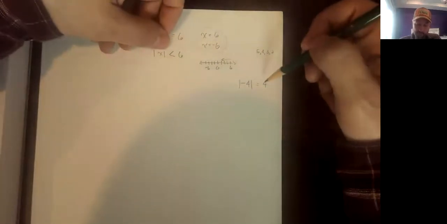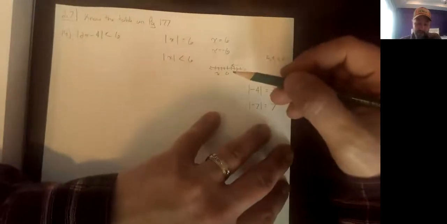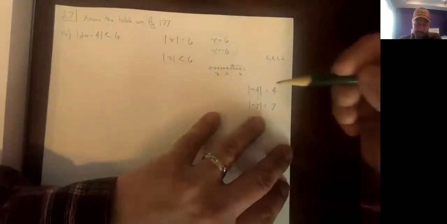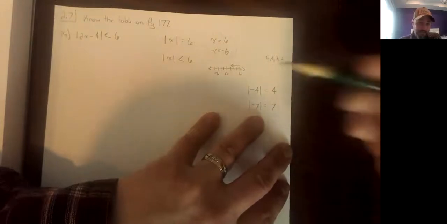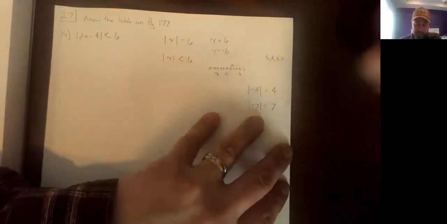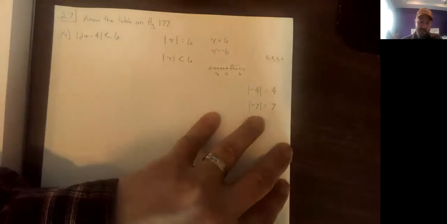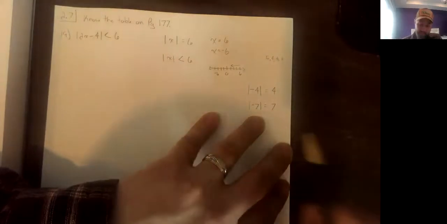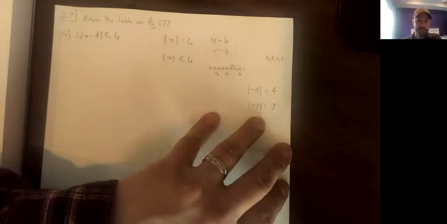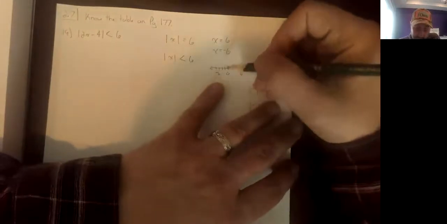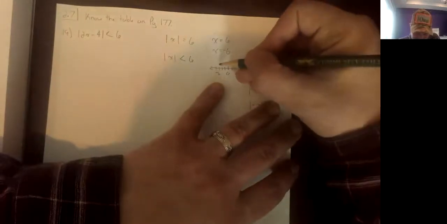But for absolute value, we know that the absolute value of a negative 4 is 4. And the absolute value of a negative 7 is actually 7. This is where we have to do a little bit different thought process. We know that negative 7 is less than 6. It would fit if it was just less than 6. We'd say, yeah, negative 7 is less than 6. But the absolute value of a negative 7 is greater than 6. So real value is different than absolute value.